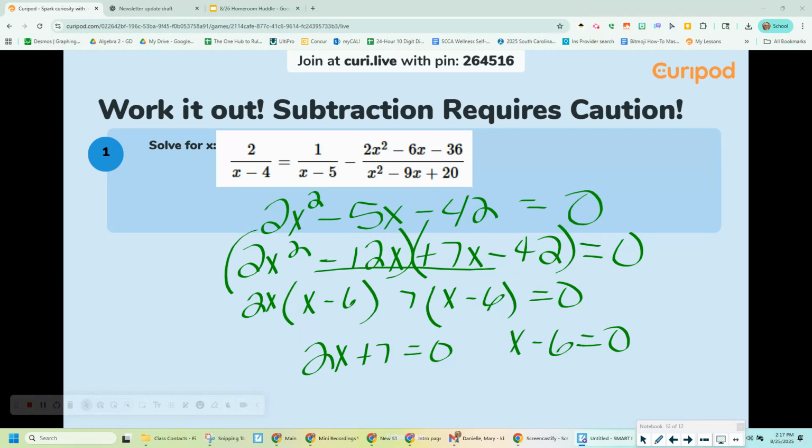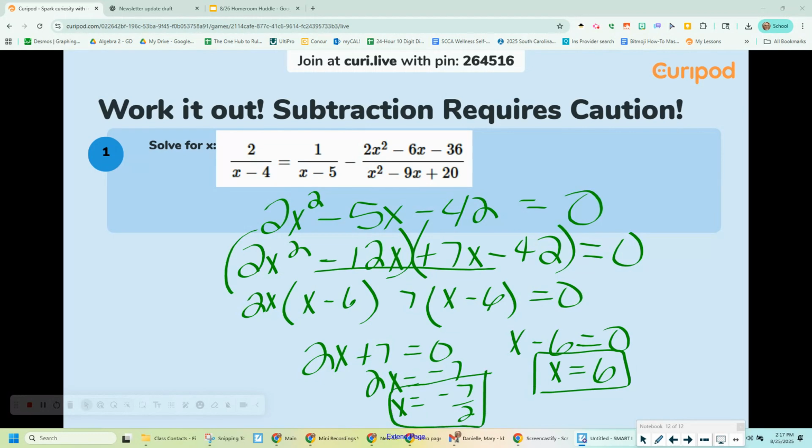So what is 2x plus 7 equal to 0? How do I solve that? Well, I'm going to subtract 7 from both sides. That's going to give me negative 7. And then I'm going to divide by 2, and that's going to give me negative 7 over 2. This one's going to give me x equals 6. So I have two solutions there.